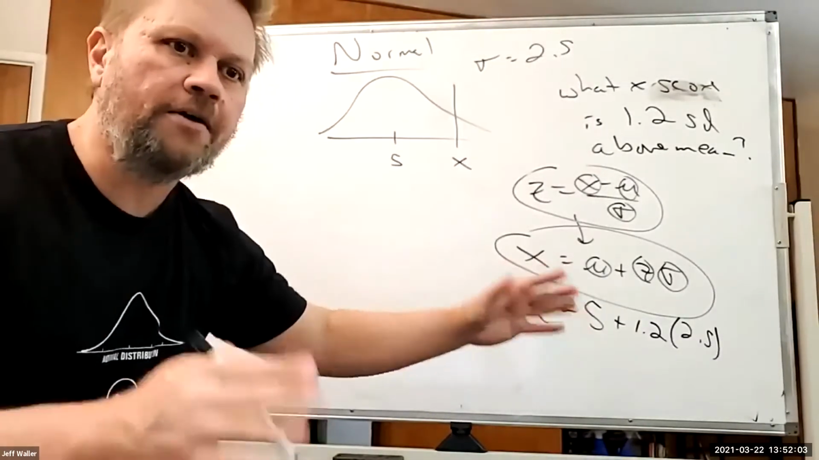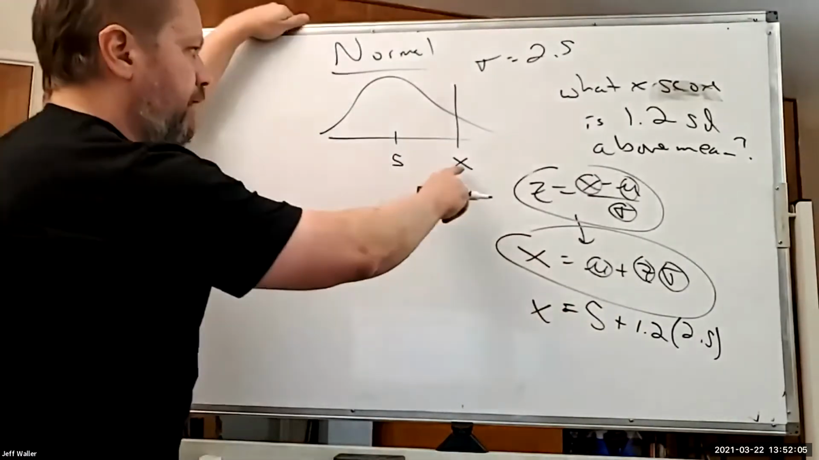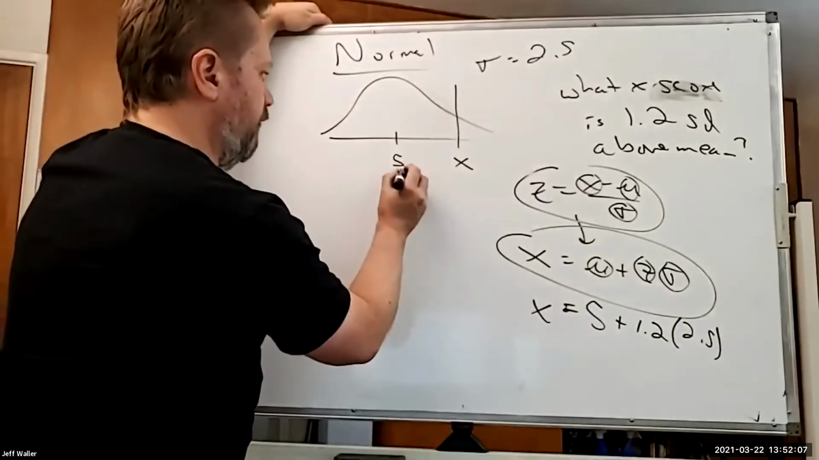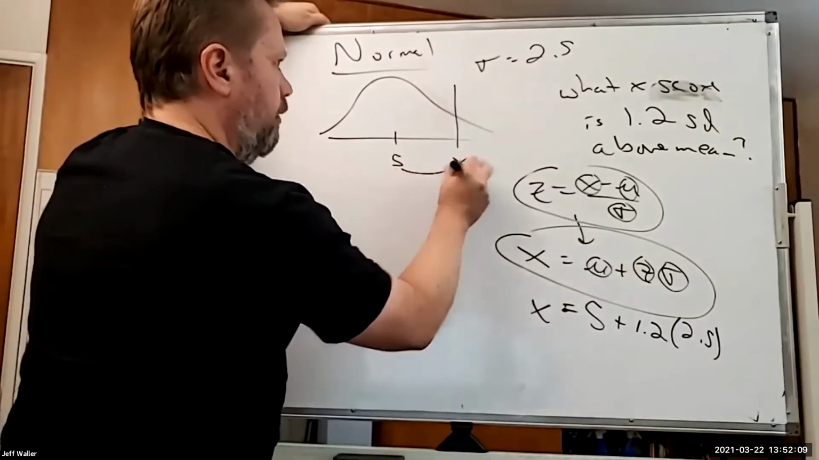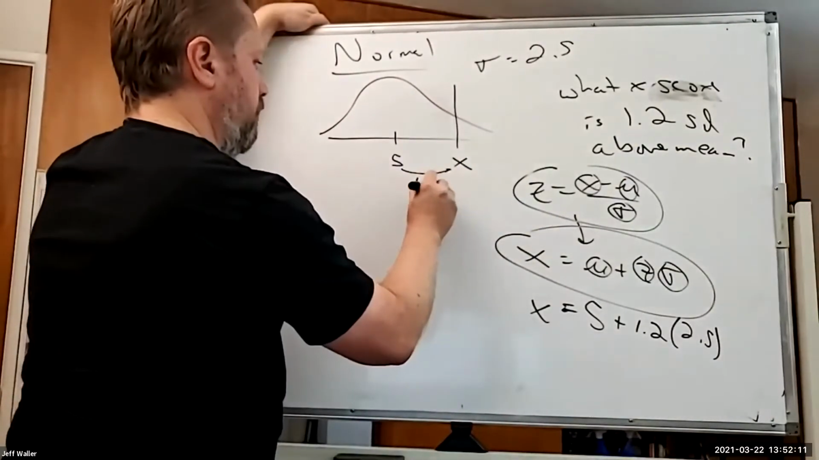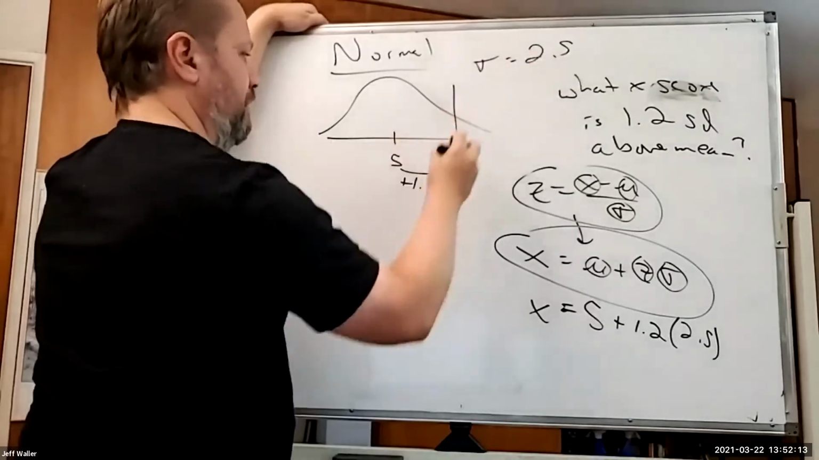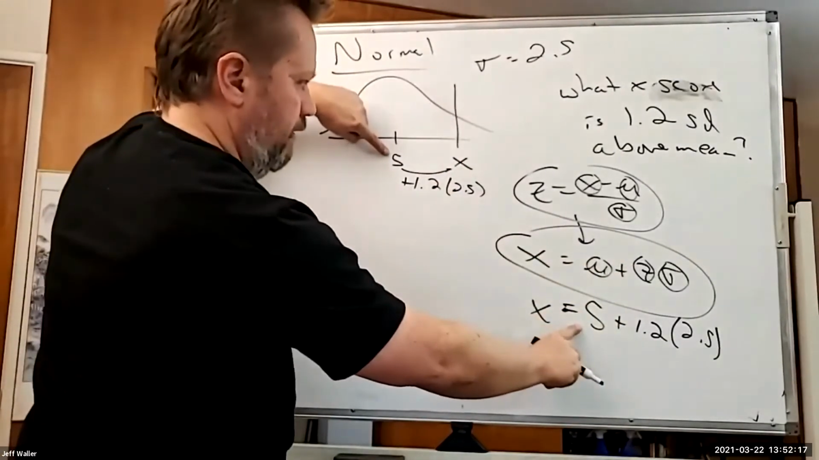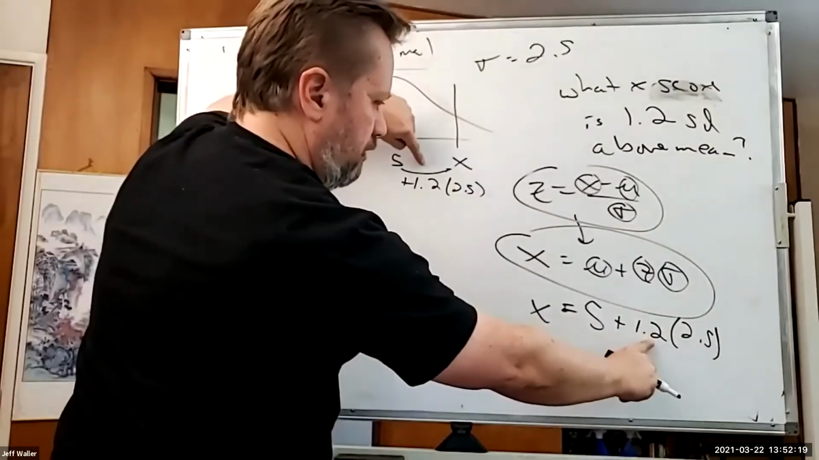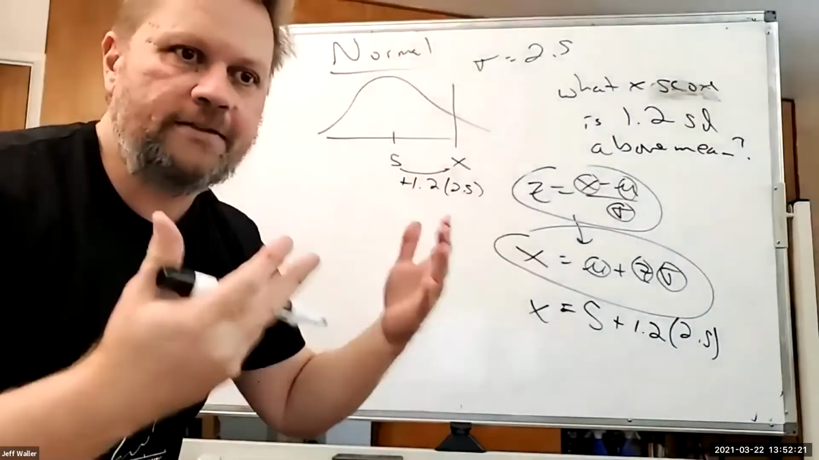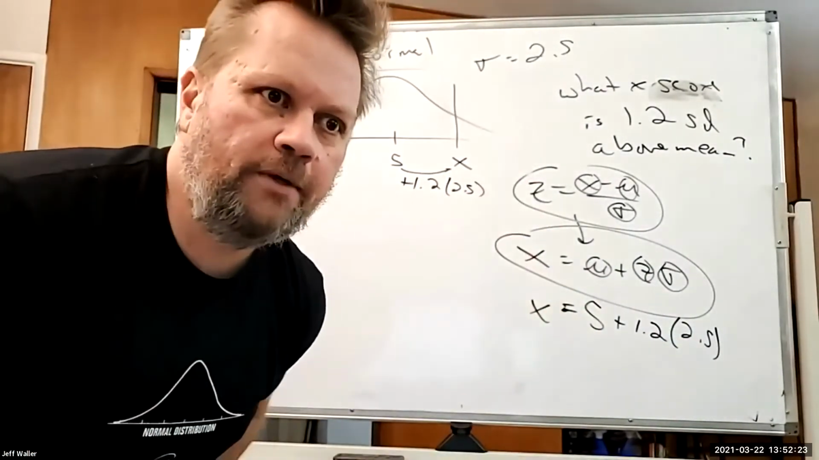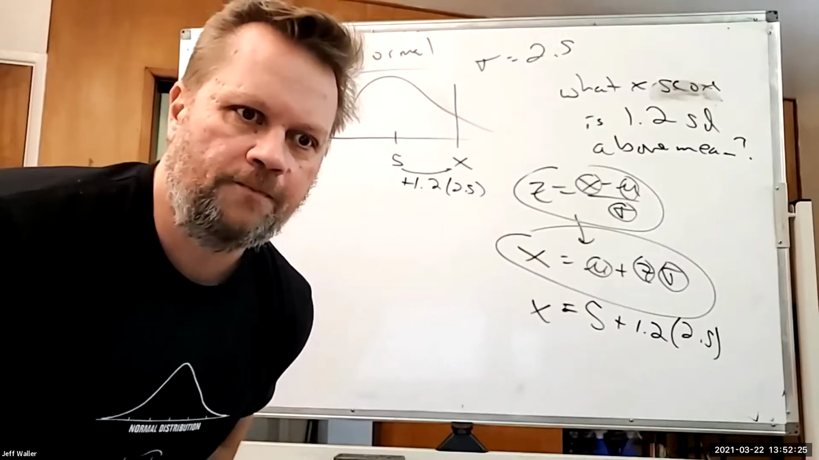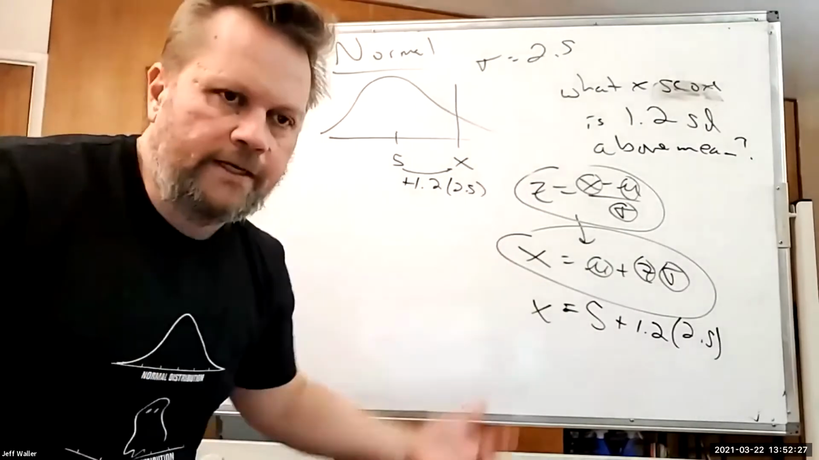Why does this make all the sense in the world? Because how do I get to this? Don't I start at 5 and go up 1.2 steps? Isn't that exactly what this thing says? Start at 5, go up 1.2 of these. That's what the formula says to do. That's what I would do. I wouldn't even need the formula to do that. The formula is kind of nice to have and look at.